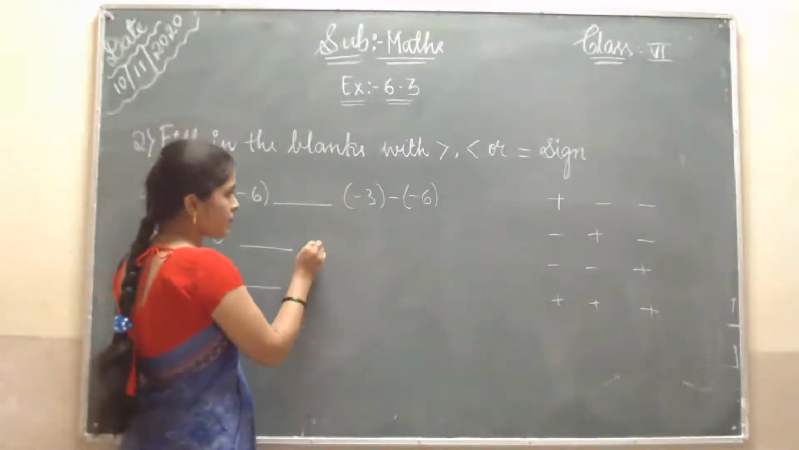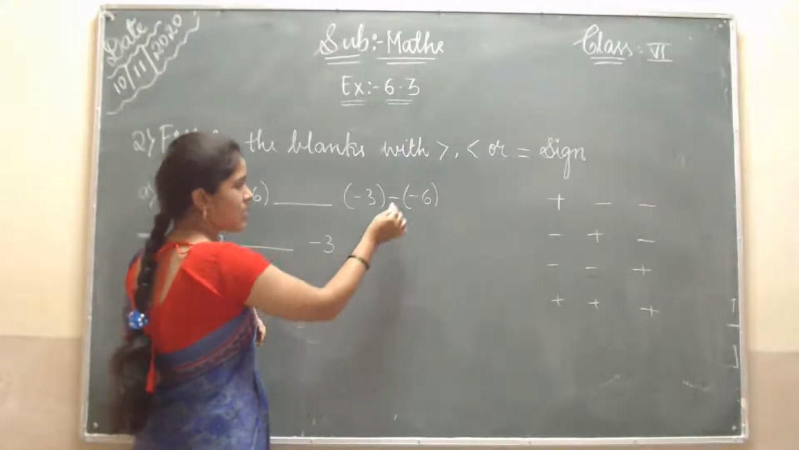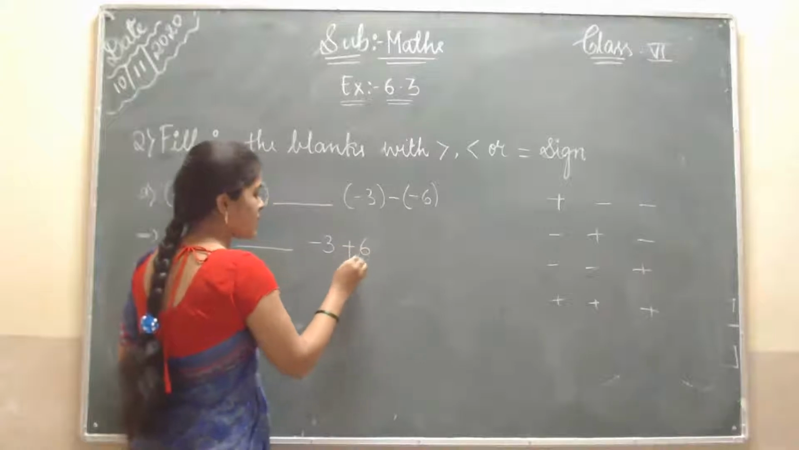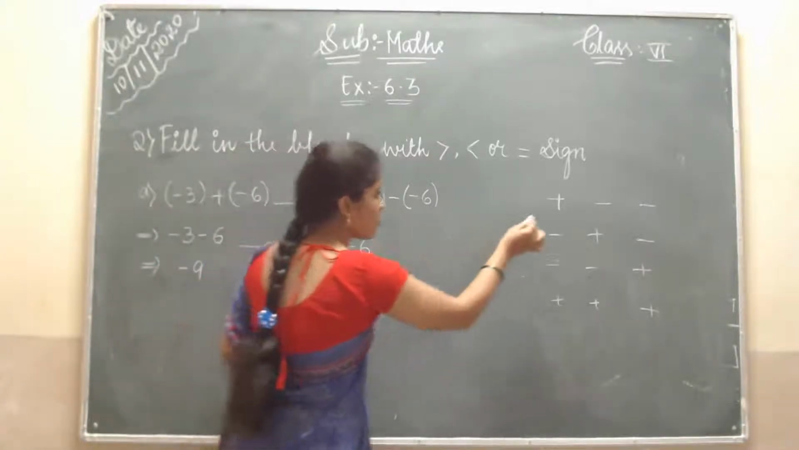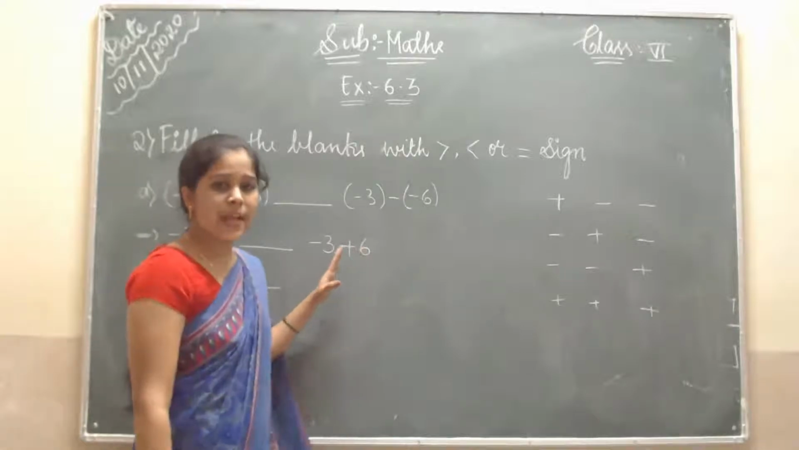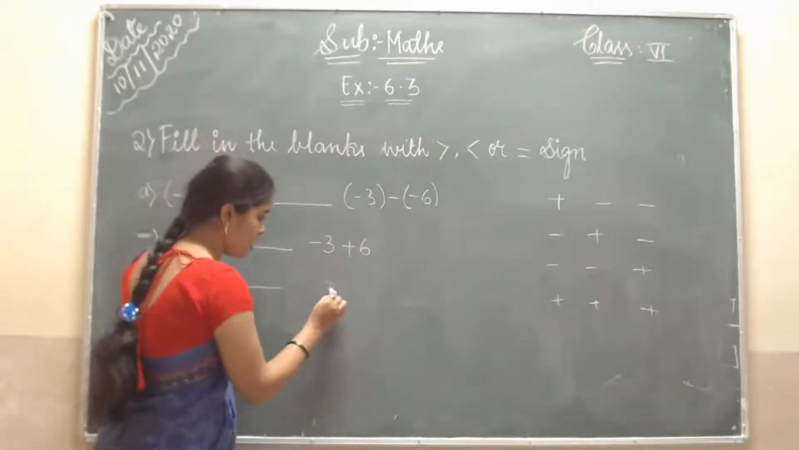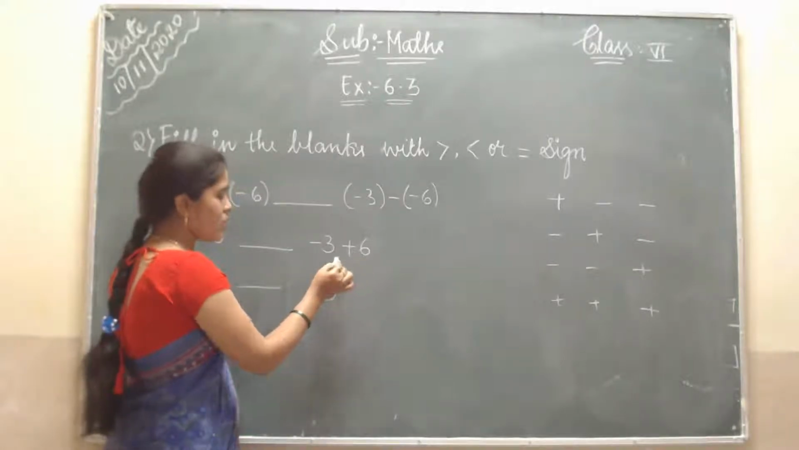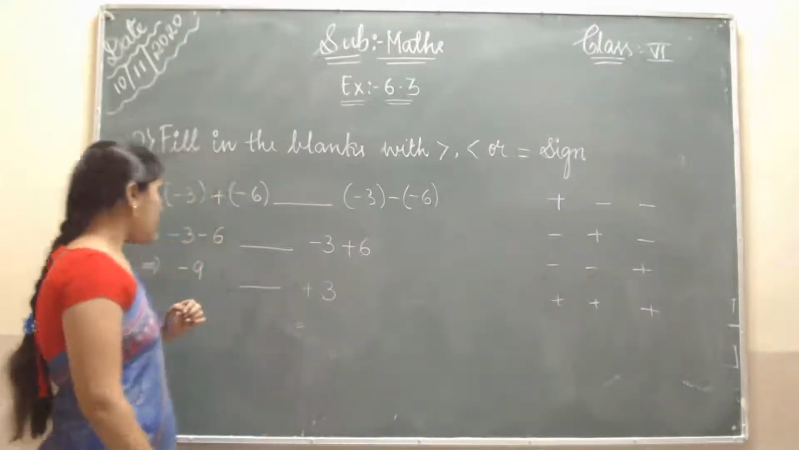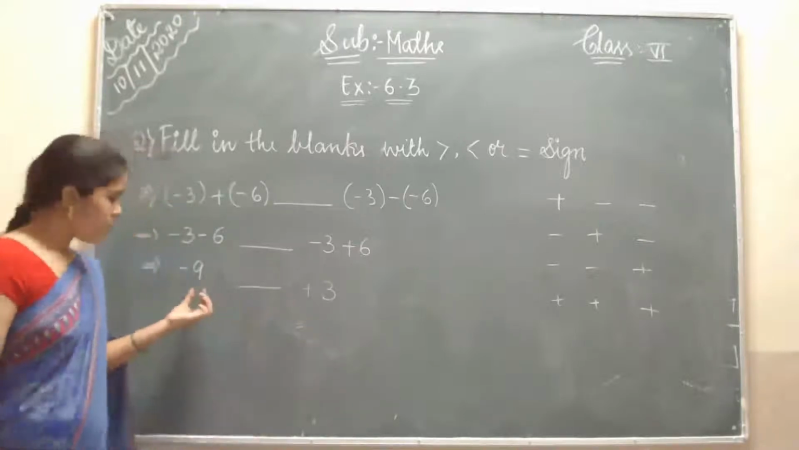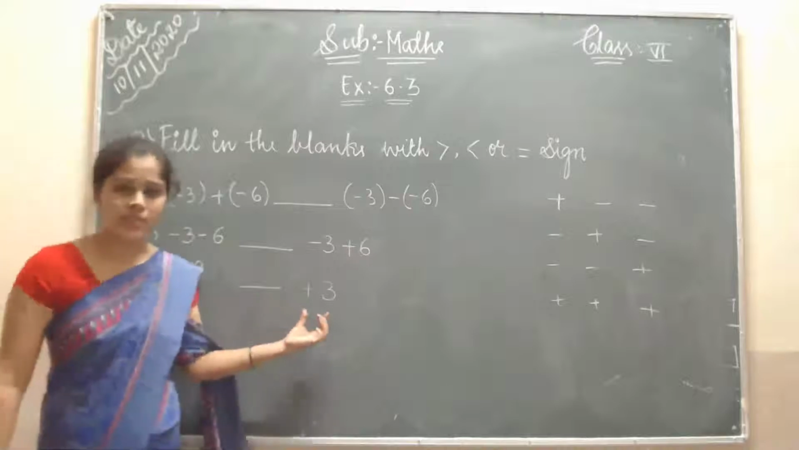Next here, minus 3 keep as it is. Minus plus 6. One is positive, one is negative. What do we have to do? We have to subtract. 6 minus 3 is 3. Which is the greater number in these two? 6 is greater, so plus 3. Here we got the answer: we got minus 9 and plus 3.